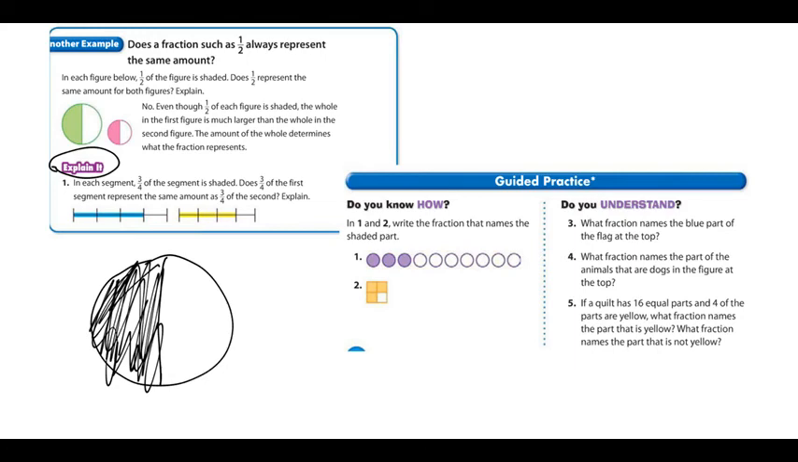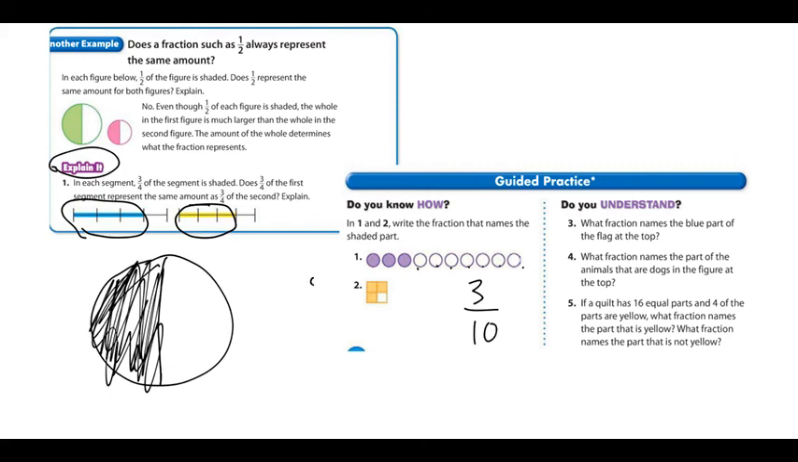Okay, so look at the guided practice, numbers 1 and 2. It says write the fraction that names the shaded part. So I know that there are 3 shaded. However, 3 out of what is the question? Okay, I know there are 3, 4, 5, 6, 7, 8, 9, 10. So there's a total of 10 of them. Therefore, 3 out of the 10 are shaded.